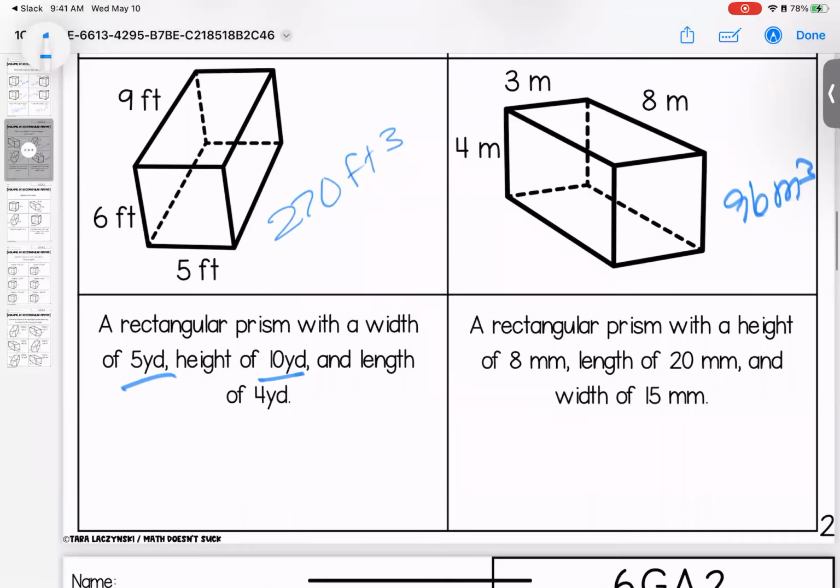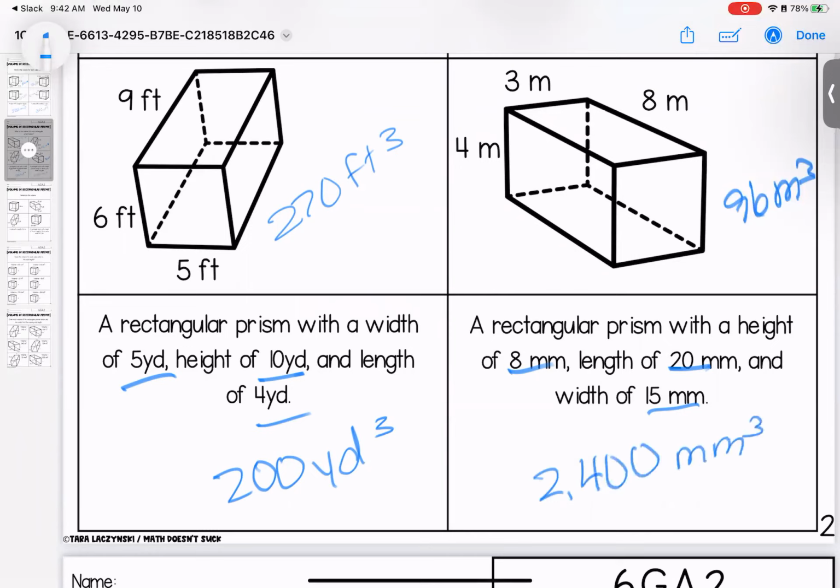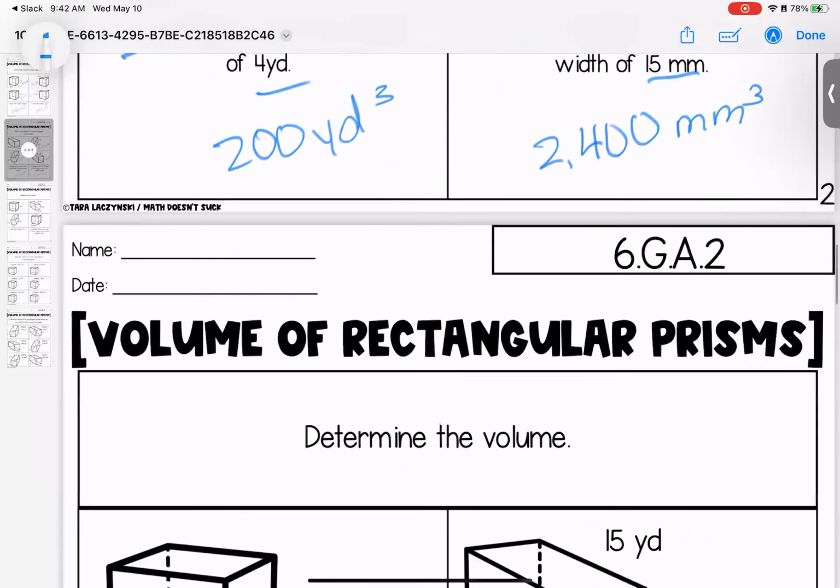Down here, find your three measures for each. So this one we have 5 times 10 times 4, which gives us 200. And then here we have 8 times 20 times 15, 2,400 millimeters cubed. Questions on these? Go ahead and bring them to class.